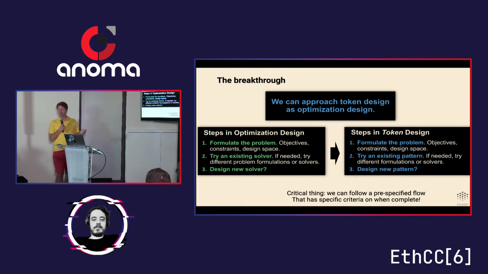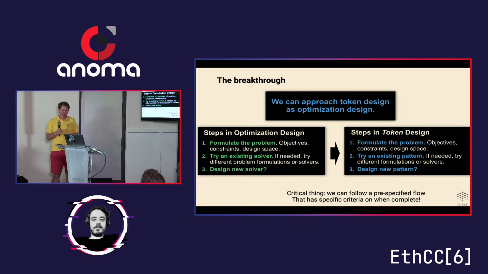You formulate the problem. For optimization, this is the objectives, the things you're trying to maximize or minimize; the constraints, the things that you have to meet, softly or in a hard way; and the design space. What are you wiggling? What can you change? And then once you've formulated that problem and written it down, you try to use something off the shelf if you can, right? Try an existing solver, and if there's something out there already, use it right away.